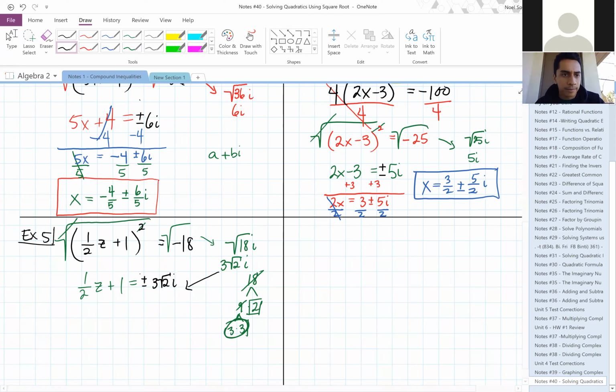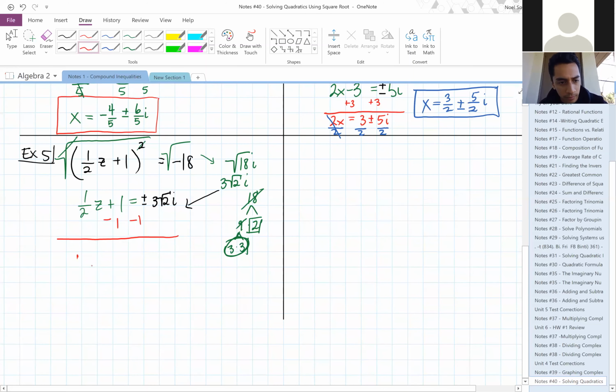All right. Okay, so now let's go ahead and isolate z as best as possible. So we want to first subtract 1 from both sides. Okay, so we have 1 over 2z is equal to negative 1 plus or minus 3 root 2i. Again, we're keeping the negative 1 separate from the other coefficient because one is real and the other is imaginary, so there's no way we can combine those.